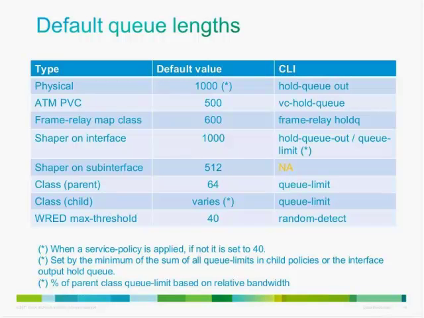On the SAP interfaces, we can hold only 512 packets by default, and there is no command available to tweak that. And on the parent child under the class, we can always tweak it by putting the command queue limit to buffer the extra traffic. For random detect, by default the max threshold is 40, and we can tweak that with the random detect maximum probability command.